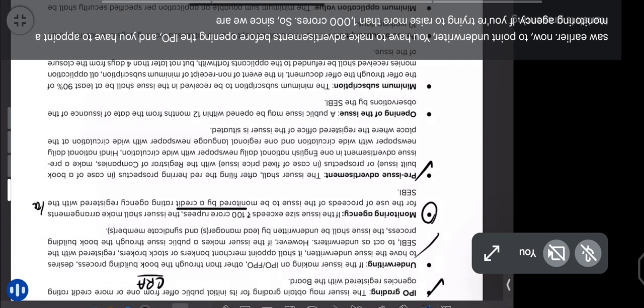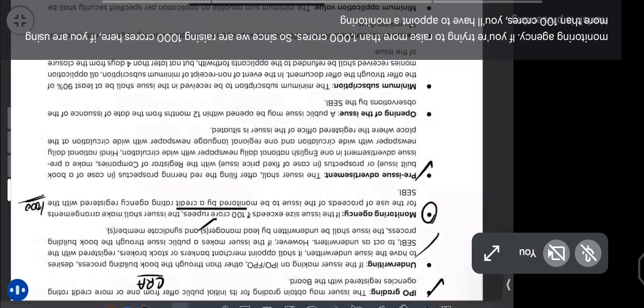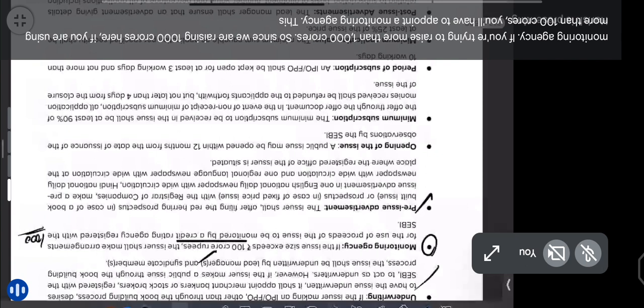So since we are raising 1,000 crores here, if you are raising more than 100 crores, you'll have to appoint a monitoring agency. This entire process, end to end, should be finishing in 12 months. Minimum subscription is 90% because we are issuing equity shares, and equity shares minimum subscription is 90. Debentures minimum subscription is 75. We already know this. Make sure that once you open the IPO, it is open for 3 to at least 10 days. And if you are charging 100 rupees per share, minimum amount that you have to take from share application is 25%.